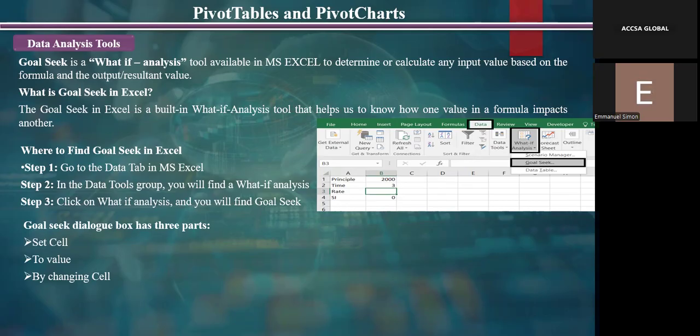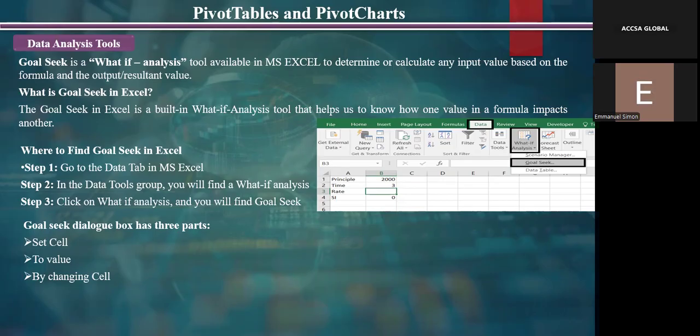The goal seek in Excel is a built-in what if analysis tool that helps us to know how one value in a formula impacts another. For example, let's say you have your sales target now and your monthly target. Let's say your monthly target is you want to achieve $10 million worth of sales for this period. So how do you go about it? What are the things to work on? What are the things to improve? So what do you need to do? How much of your product do you need to sell? So you can use goal seek to make such projections.